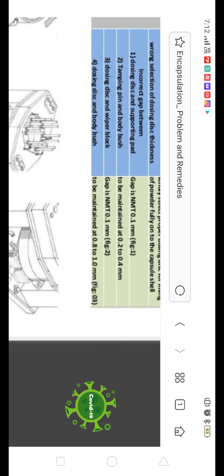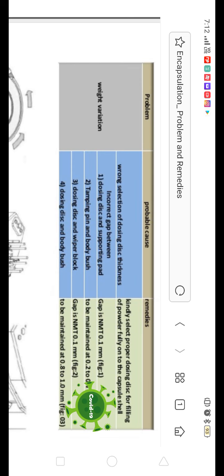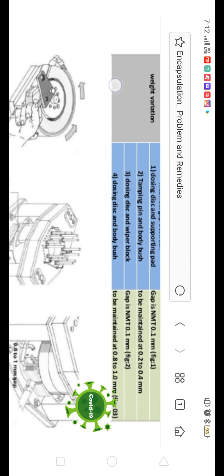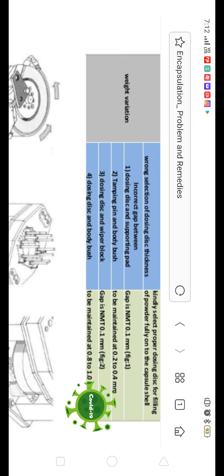Okay, and lastly the weight variation: there is wrong selection of dosing disc thickness. So kindly select the proper dosing disc for the filling powder. Incorrect gap between dosing disc and supporting pad, tamping pins and body disc, tamping disc and wiper block, and tamping disc and body disc, right? So the standard is the gap should not be more than 0.1 mm, to be maintained at 0.2 to 0.4 mm, and the gap should not be more than 0.1 mm in the wiper block and dosing disc. So these are the standard limits for the gap.